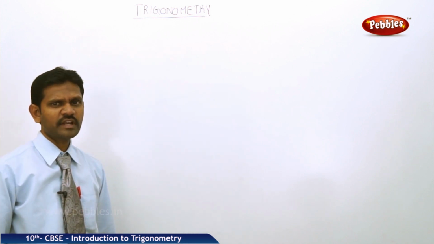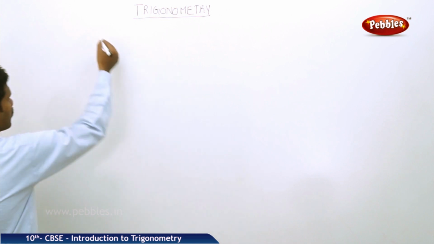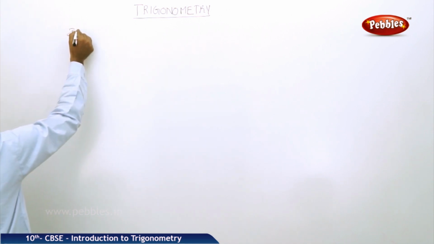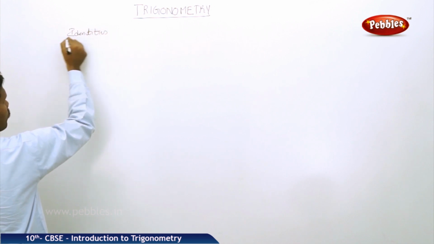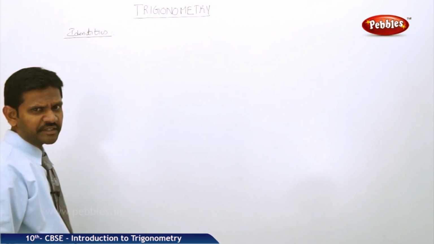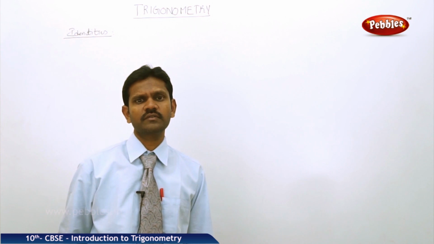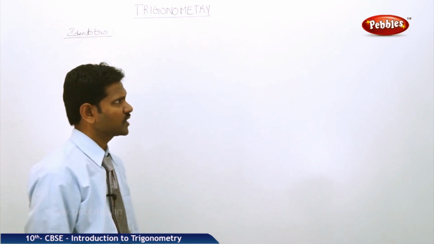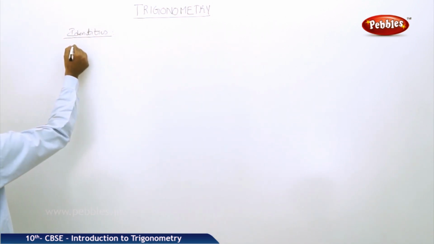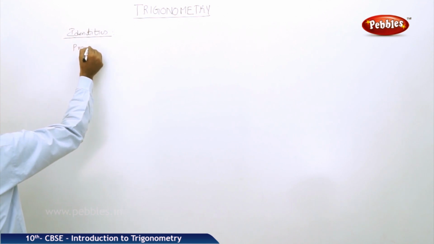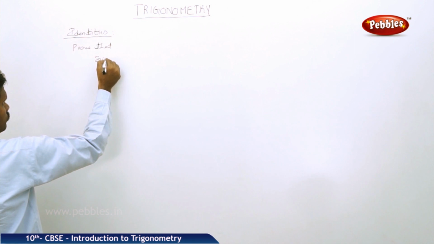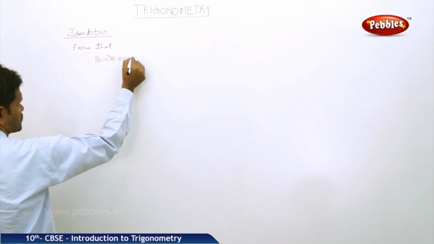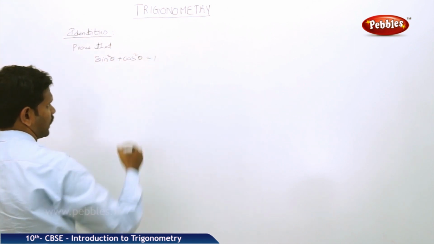Okay, our next topic is trigonometric identities. Identities are relations which give the value equal to 1. In this category, the first one is: prove that sin square theta plus cos square theta is equal to 1.